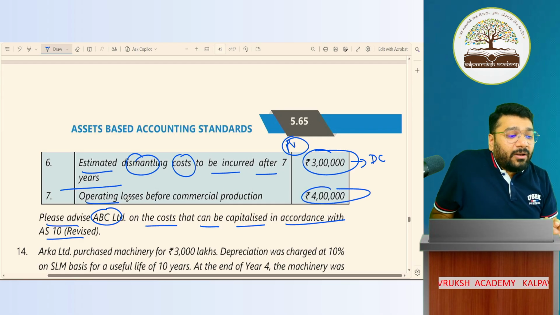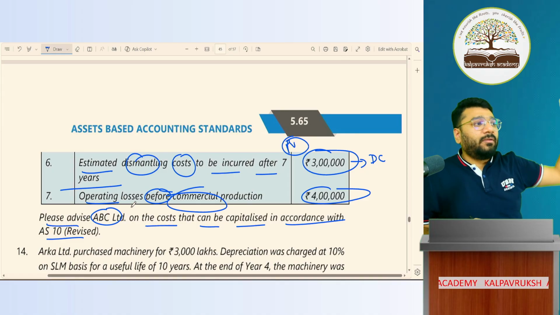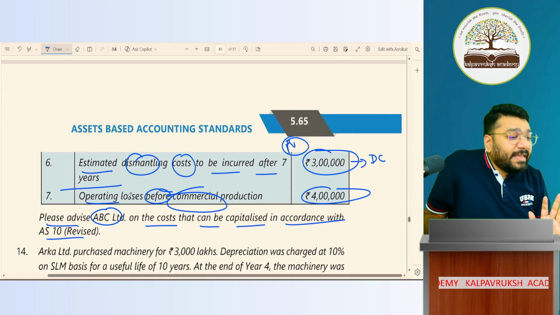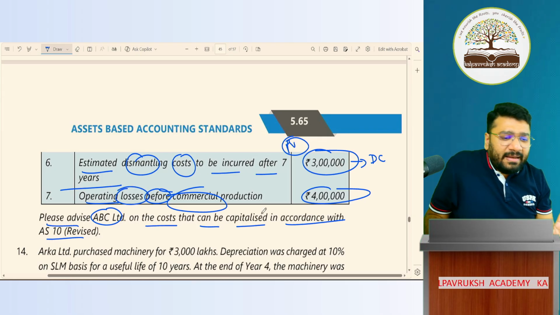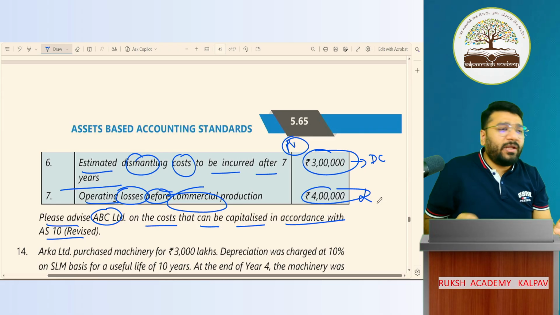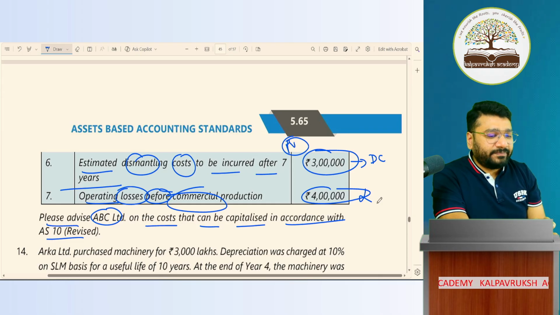4 lakh operating losses being incurred before commercial production. Before production, whatever you say. Operating costs, operating losses will never be a part of cost of PPE. Never, ever. Excluded. Now add and tell me which all is the total cost.